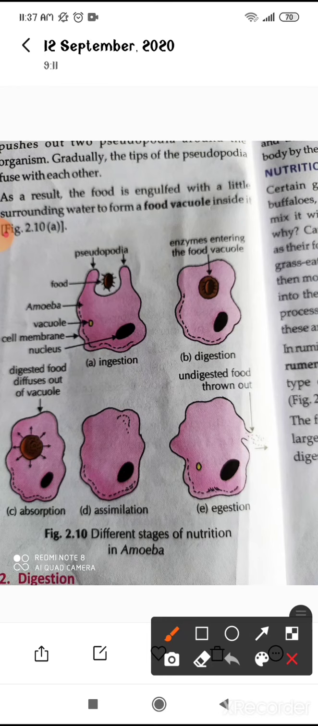certain digestive juices. So what will happen? The digestive juices just come inside the food vacuole. Okay, the enzymes just come inside the food vacuole, and after that the digestion takes place. Digestion happened inside the food vacuole, and after that what will happen? Absorption takes place.